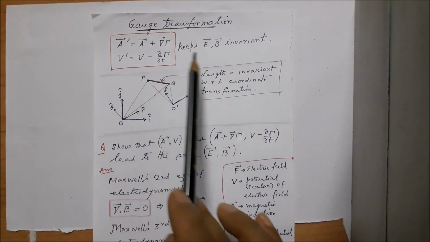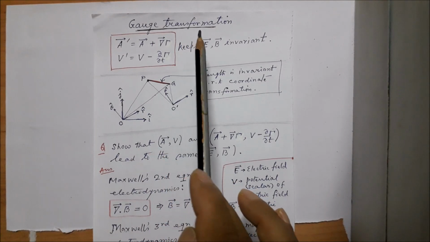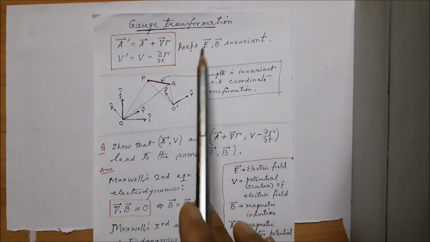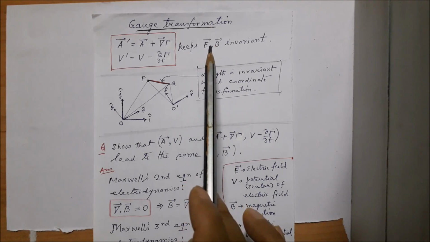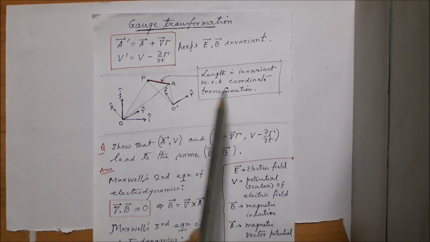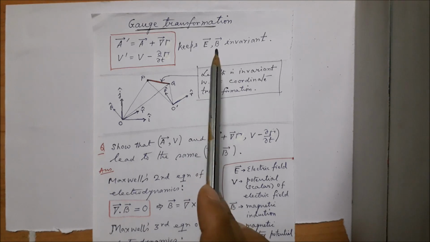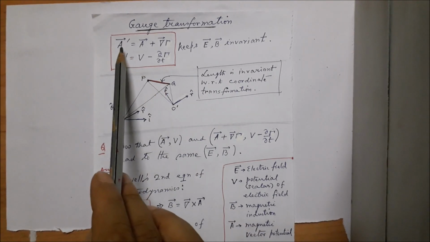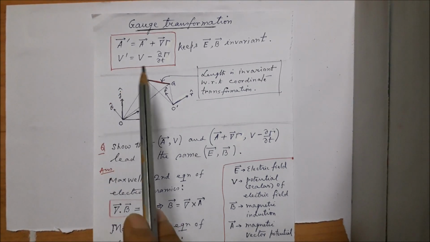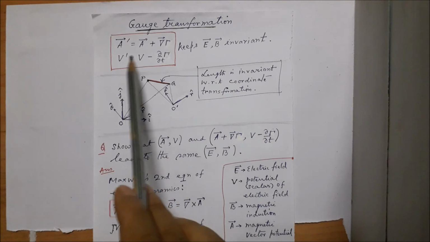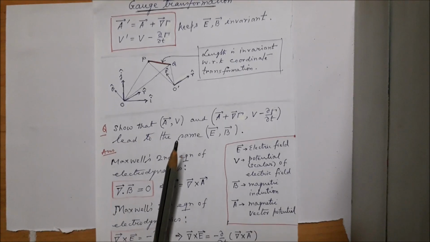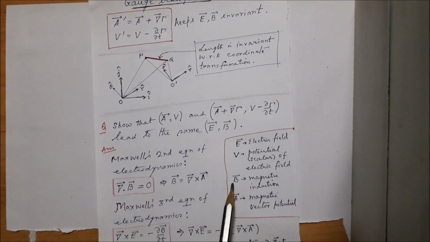We now address a very important topic called gauge transformation for the fields. Here field means E and B, where E is the electric field and B is the magnetic field. We will discuss how we can reach the same fields E and B in spite of starting from different sets of potentials. By potential here we mean the scalar potential corresponding to the electric field and the vector potential corresponding to the magnetic field.